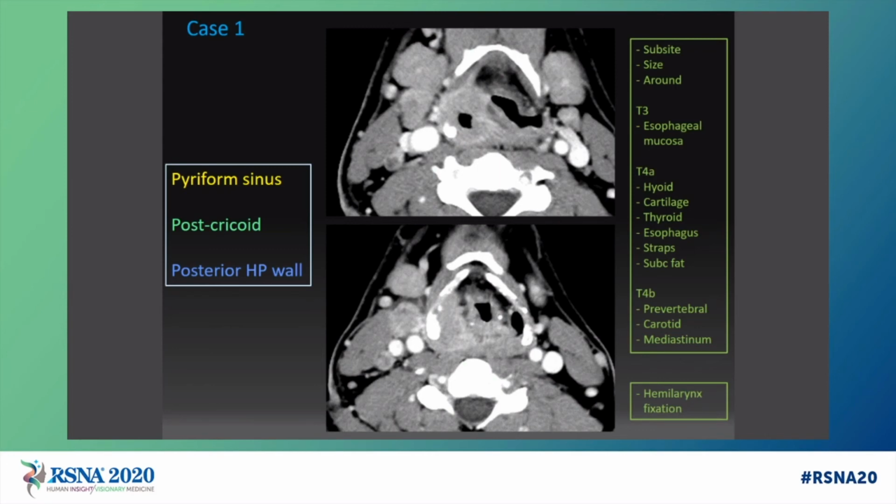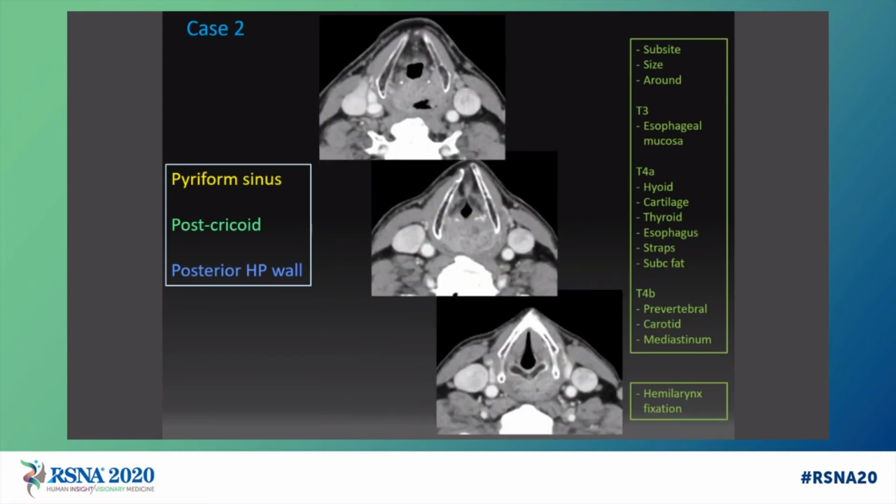There's invasion of the thyroid cartilage, which means this puts it into at least a T4a category, and out towards the strap muscle, T4a, and there are also abnormal metastatic nodes. Here's another patient. We can see lower down now. There's involvement of the post-cricoid region, which is the anterior wall of the lumen at the level of the cricoid cartilage, as well as the posterior hypopharyngeal wall.